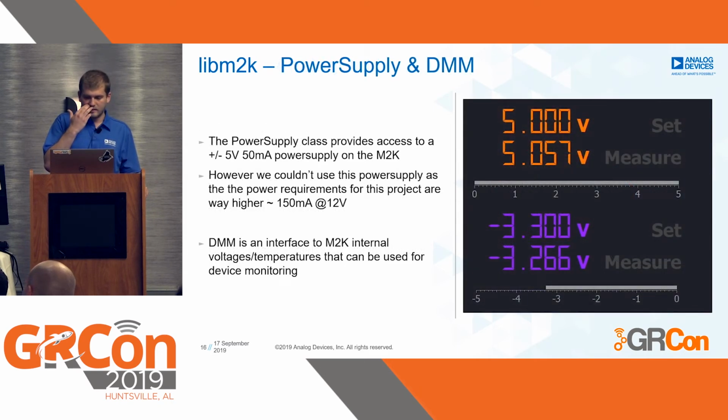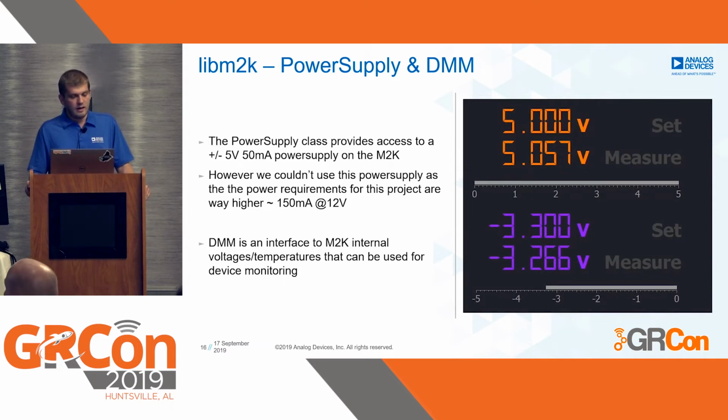The power supply and the DMM, where DMM stands for digital multimeter. These classes are the interface to the M2K's power supply, which is a plus minus 5 volt, 50 milliamp power supply. We couldn't use this power supply for this project because our power requirements are way bigger, 12 volts, 150 milliamps. But I thought it was worth mentioning.